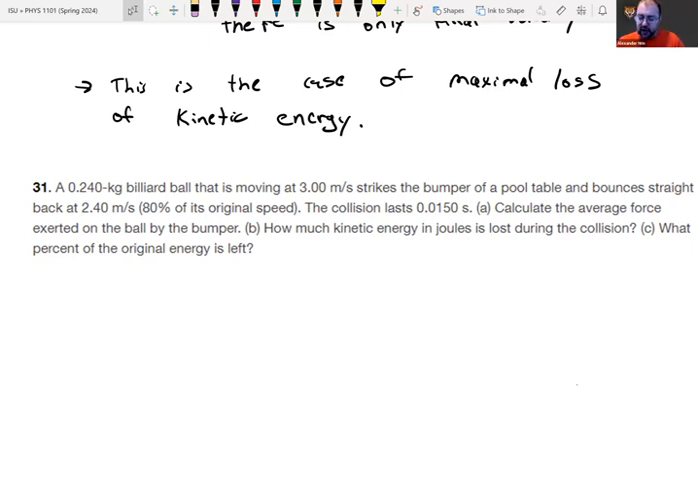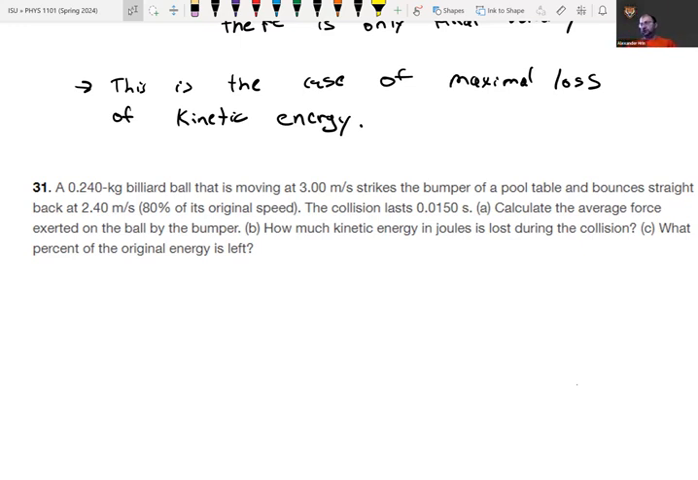So a 0.24 kilogram billiard ball is moving at 3.00 meters per second and strikes a bumper and bounces straight back at 2.4 meters per second, 80% of its original speed. The collision lasts 0.150 seconds. Calculate the average force exerted on the ball by the bumper. How much kinetic energy in joules is lost in the collision? What percent of the original energy is left?